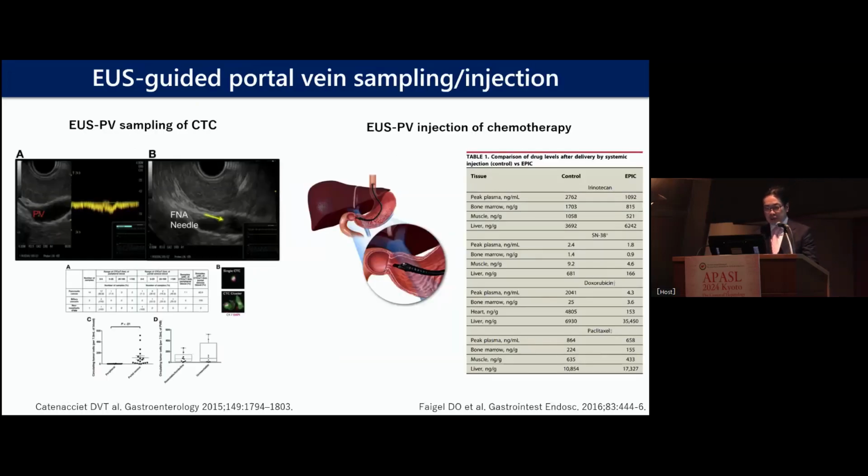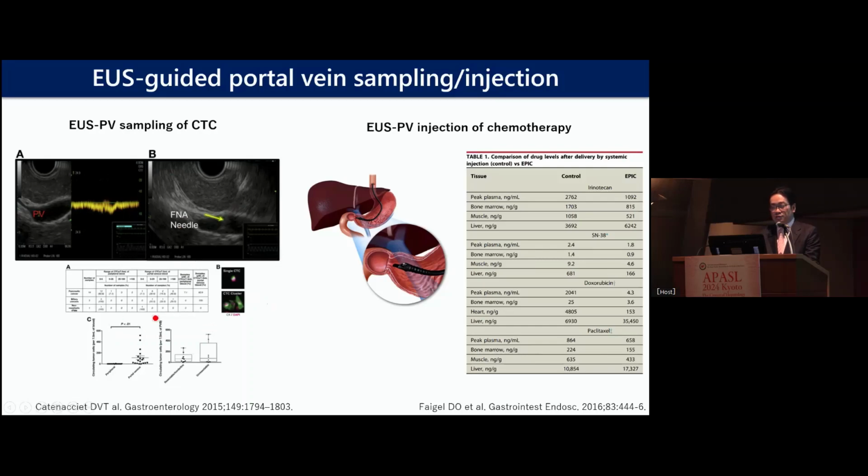And as I mentioned, EUS guided PPGM, portal pressure gradient measurement, is spreading worldwide. And if we can measure pressure, then maybe we can sample, or we can inject something to treat cancer. So this is EUS guided portal vein sampling of circulating tumor cells. If you compare with plasma circulating tumor cells, there are so many cancer cells in the portal vein in patients with pancreatic cancer.